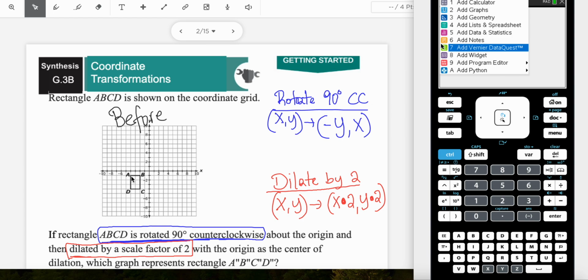So if I choose A, I need the coordinate of A. So A has coordinate -4, so -4 is right here. That's the x coordinate. And -1 as the y coordinate. Okay? So -4, -1.